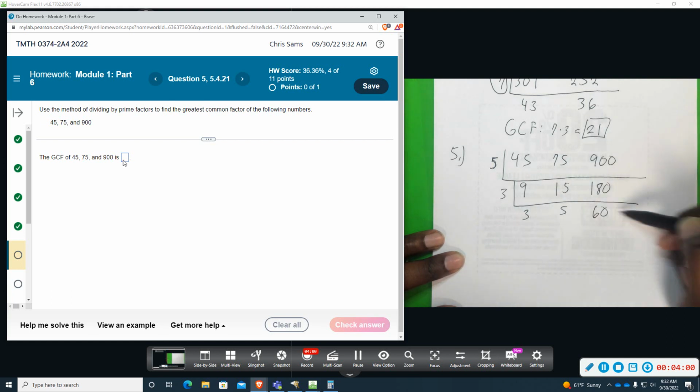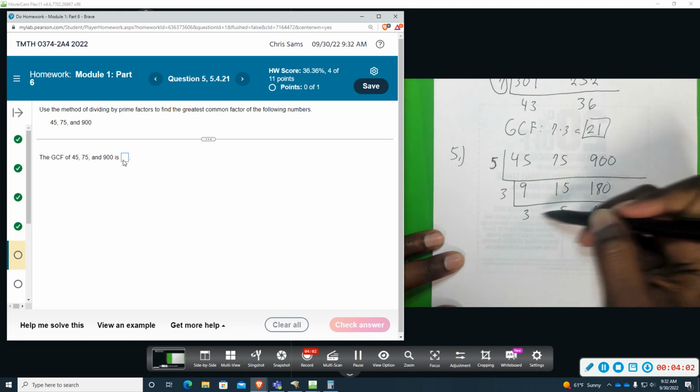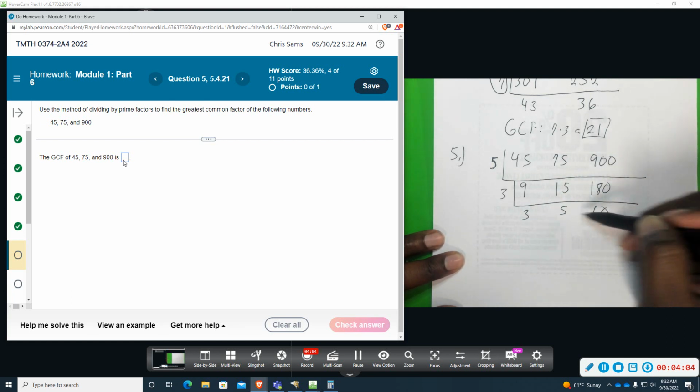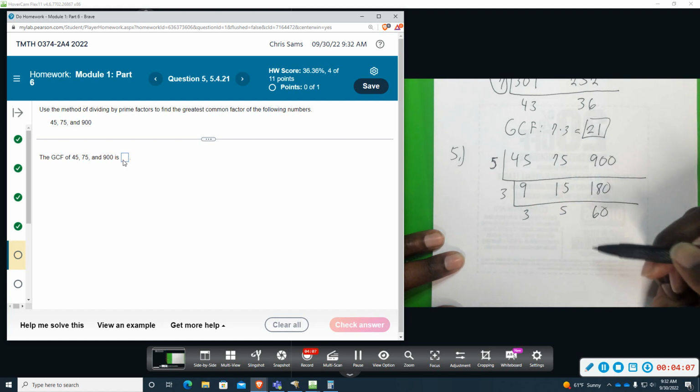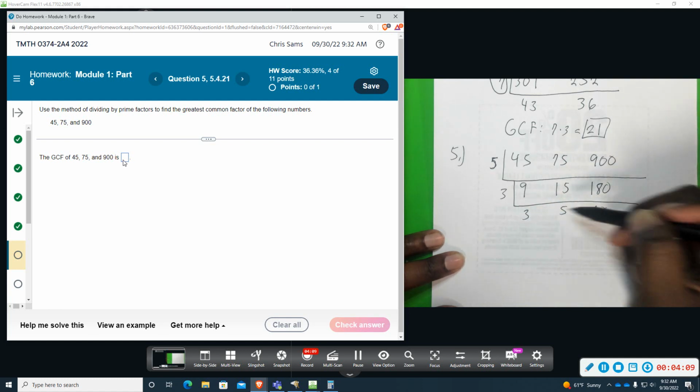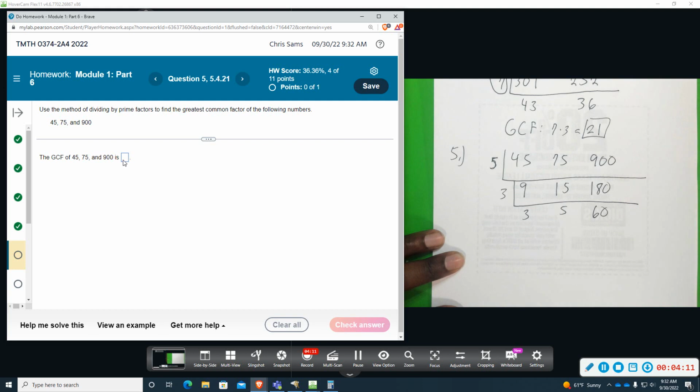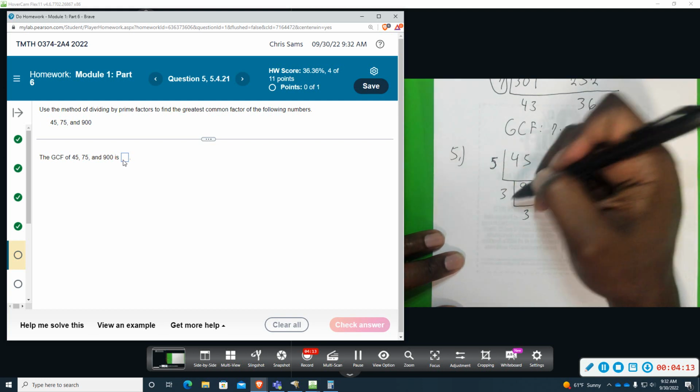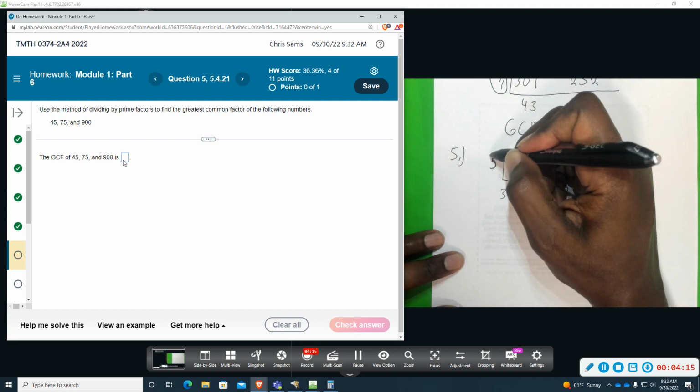Okay, so from here they're all prime to each other, relative to each other. These two are divisible by 5, but this one is not. These two are divisible by 3, but that one is not. So I can't divide anything else out. So this is why I didn't want to do 15 at the beginning. I would only have one step.